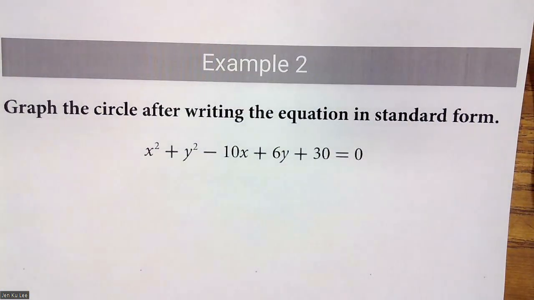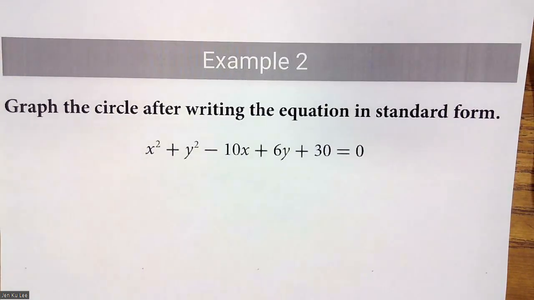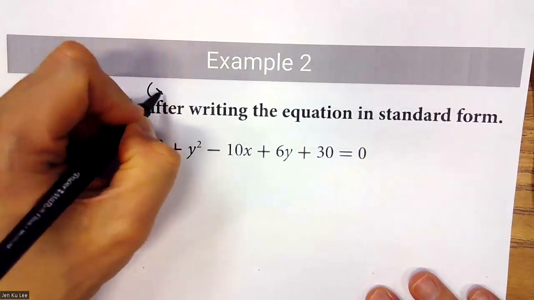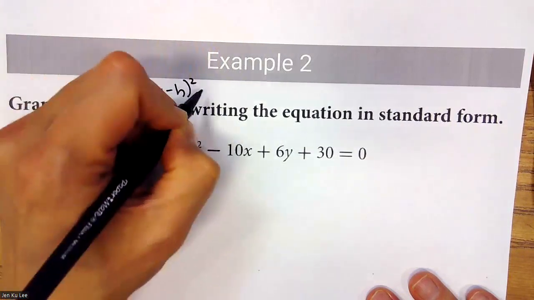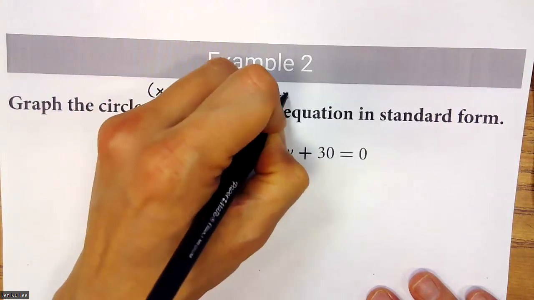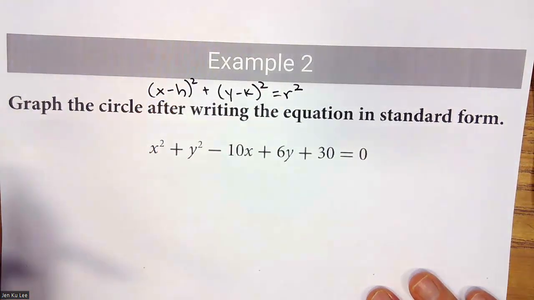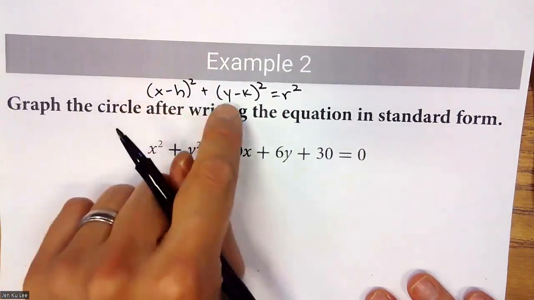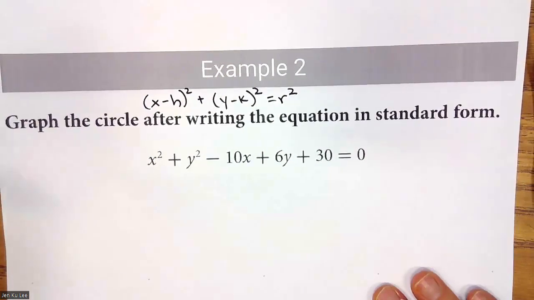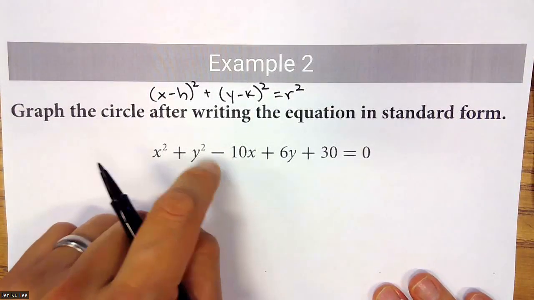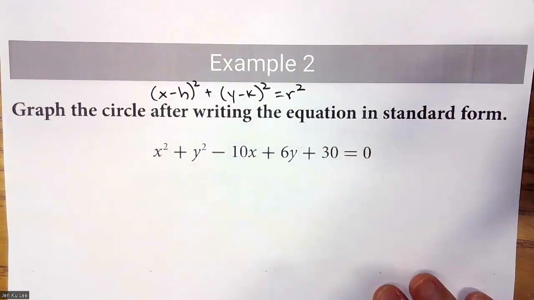What is going on here? Right. So graph the circle after writing the equation in standard form. Remember that standard form is x minus h quantity squared plus y minus k quantity squared equals r squared, and h and k are your centers. Notice again that we have two completing the squares, right? We have to build this from this.